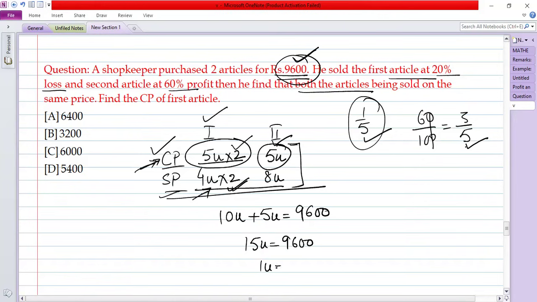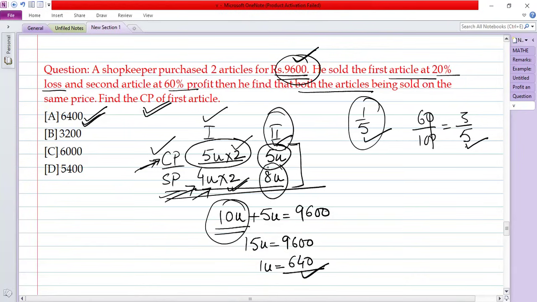And what will be 1 unit? Obviously it will be 640. You can check it out now. And now the CP of the first article is 10 units, and 1 unit is 640. So what will be the total? It will be 6400. Once again here, the cost price of the second article, the selling price of the first article, or the selling price of the second article, anything can be asked. And actually, one can go by another way also.